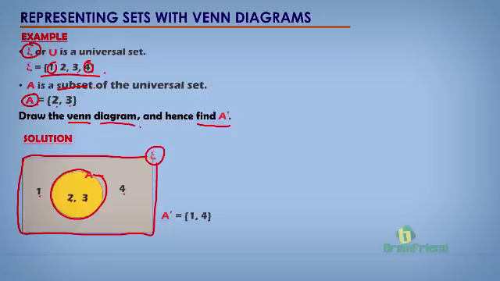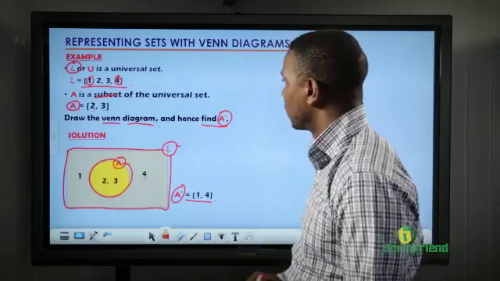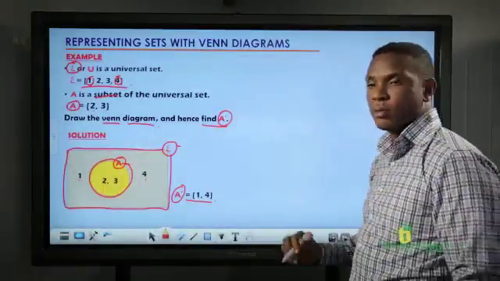Now we've been asked to find the complement of A. The complement of A is the elements found within the universal set that are not found in the given set A. And those elements are 1 and 4. Therefore, we say the complement of A is the set that has elements 1 and 4. Let's take a look at another example.